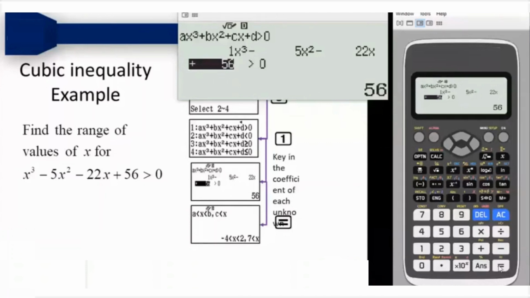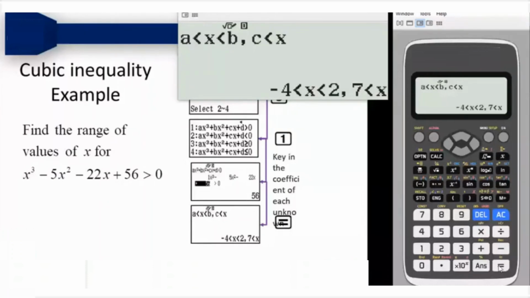When you press equals to, you will get the inequality. And the inequality is x lies between minus 4 and 2, and x is greater than 7. The way you read it is x lies between minus 4 and 2 and x is greater than 7. So this is the range of answers that this inequality is satisfying.